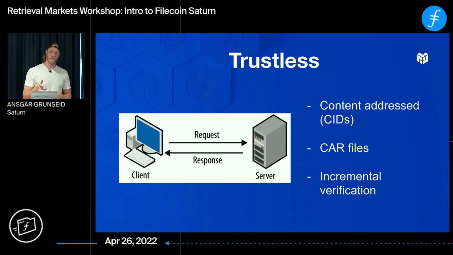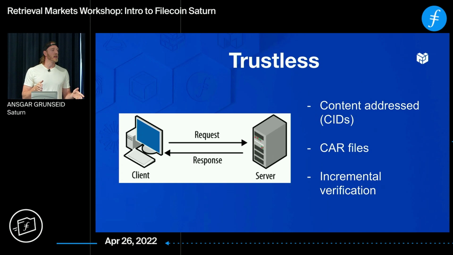So as I mentioned before, one of the key facets of Saturn is that it's trustless, which means anyone can plug their infrastructure into the network and start serving requests to end users and making their experience faster. But you run into this problem of, again, what happens if you request your favorite kitty picture and you get back your favorite dog picture? Well, we lean into content addressing with CIDs here to solve this problem.